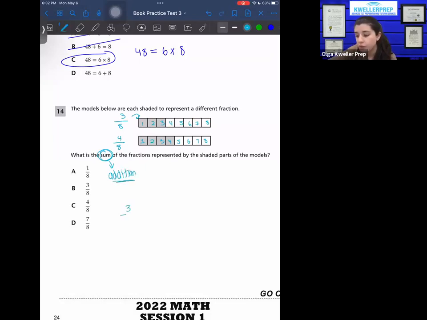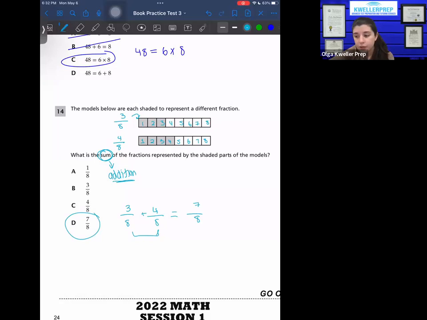So we have to do 3 over 8 plus 4 over 8. Our denominators are the same, so that stays the same. All we have to do is add up the numerators. So 3 plus 4 gives me the final answer of 7/8.